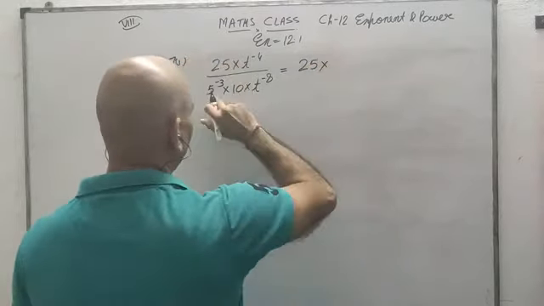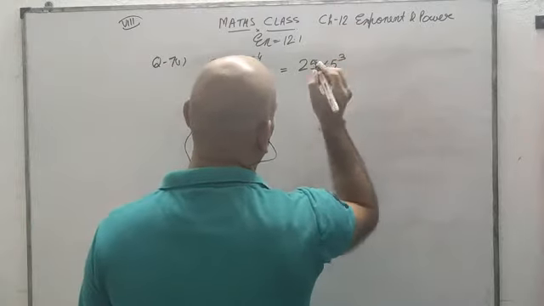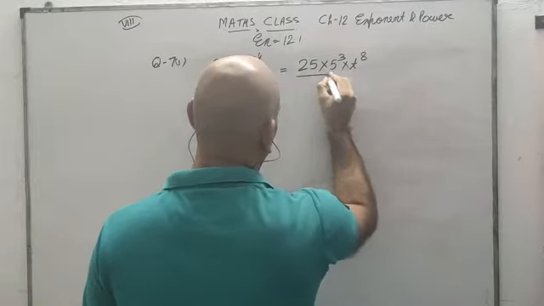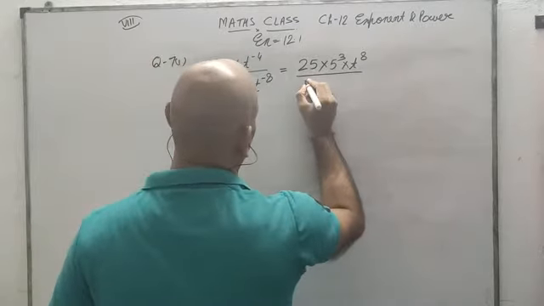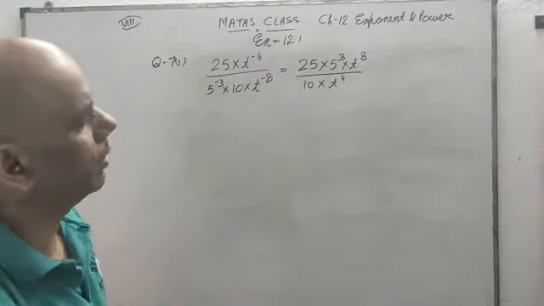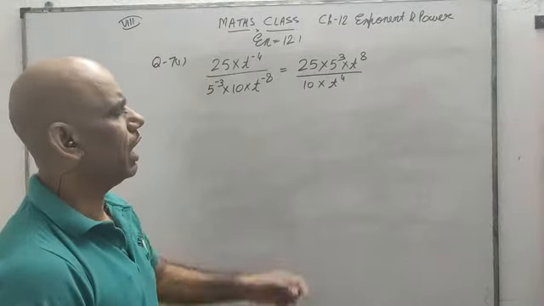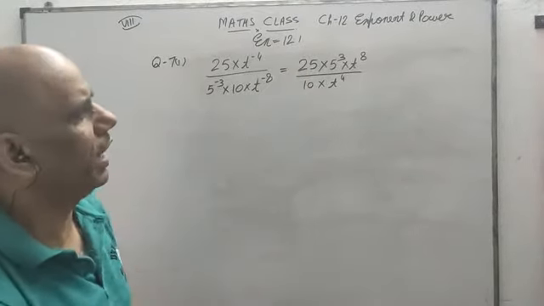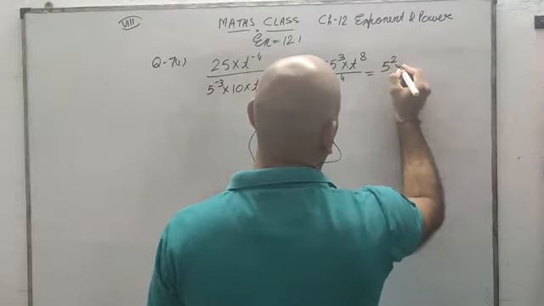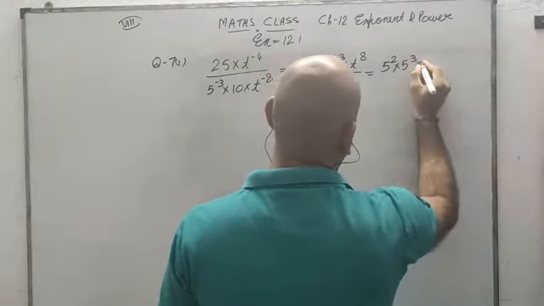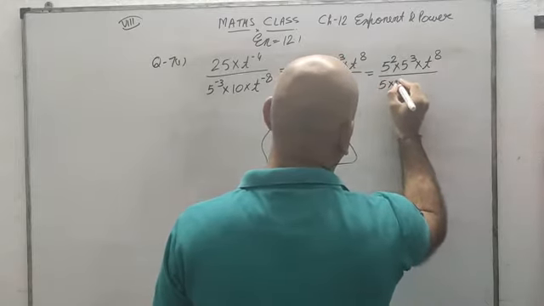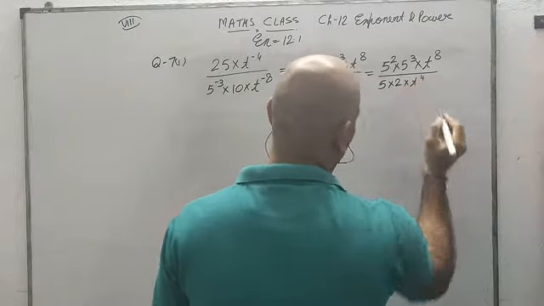25. 5 to the power minus 3 will go up, it will become 5 to the power 3. T to the power minus 8 will go up, it will become t to the power 8. At the denominator, 10 and t to the power 4. T to the power 4 will come down. Okay. Now what I am doing? I am doing the prime factors of 25 and 10. So 25 will be written as 5 to the power 2, 5 to the power 3, t to the power 8. 10 will be written as 5 into 2, and t to the power 4.